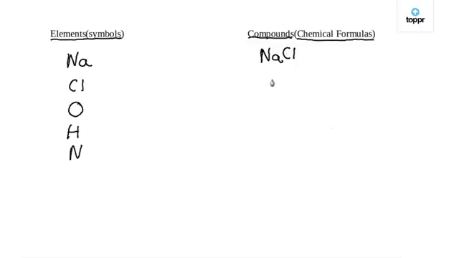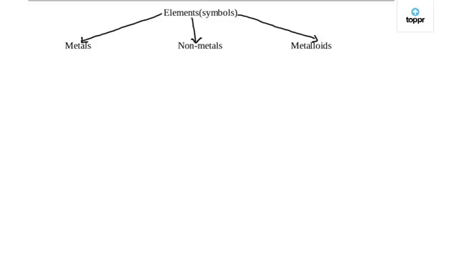whose formula is NaCl, 1 Na 1 Cl. Then hydrogen and oxygen combine to form a compound water which requires 2 hydrogen 1 oxygen. And nitrogen and hydrogen can also combine to form a new compound, that is ammonia, which requires 1 nitrogen and 3 hydrogens. So these are the chemical formulas of compounds and these are the symbols of elements. Now these elements which are represented by symbols can either be metals, non-metals or metalloids. Let us see how these elements react in different manners to form compounds.